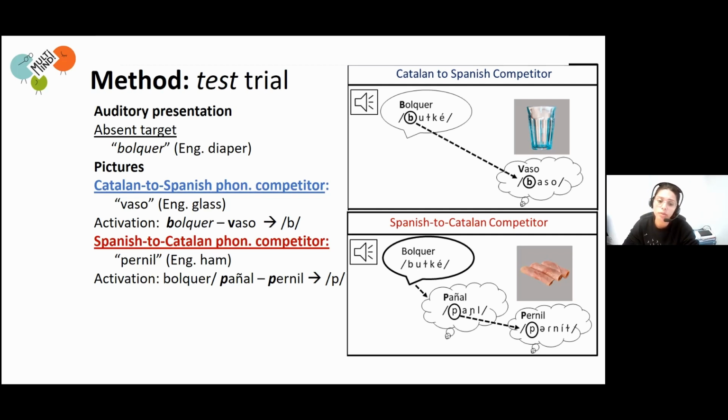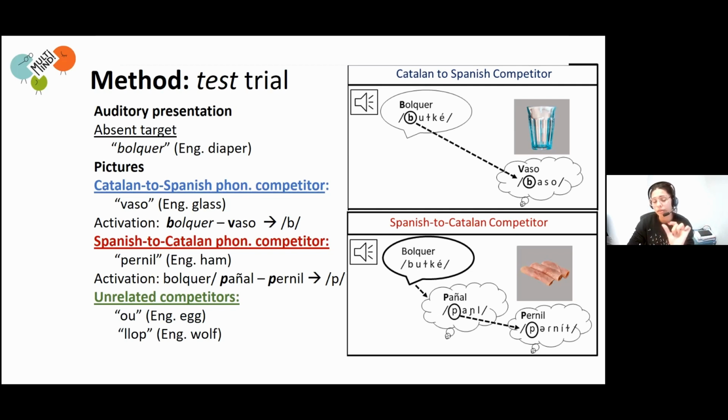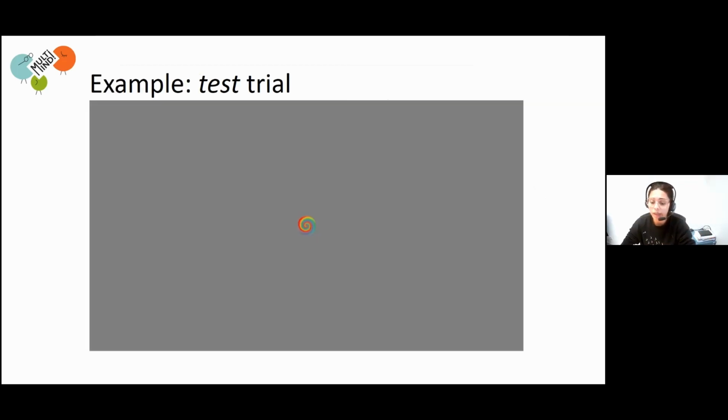And also we included 2 phonologically unrelated competitors, which were the pictures of the egg and the wolf. In the case of the phonologically unrelated competitors, the labels in Catalan and Spanish didn't share the onset with the absent target label. Now I will show you an example of a test trial.